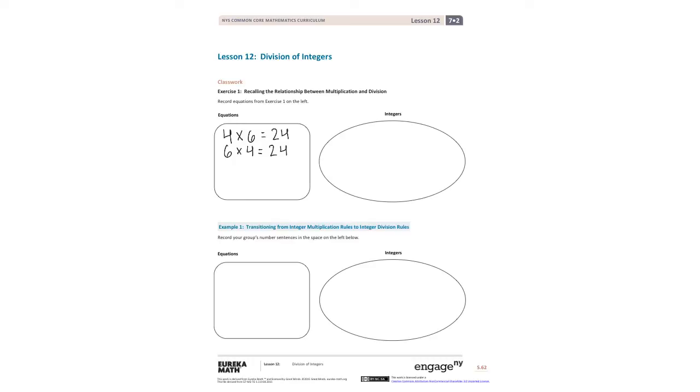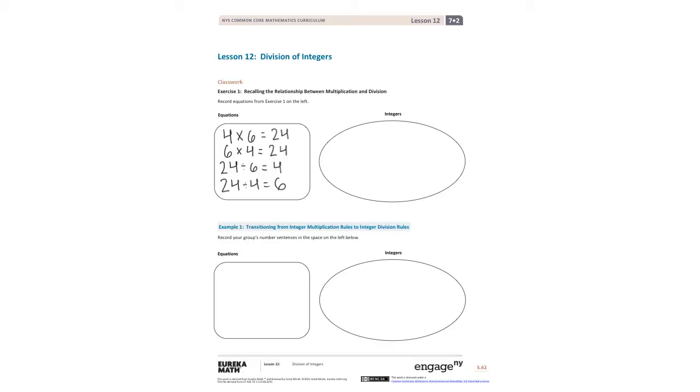Now, let's make this a division problem. We will have 24 divided by 6, and that will give us 4. And if we have 24 divided by 4, it will give us 6. If you need to pause the video to look over the relationship of the multiplication and division problems, please take this time.